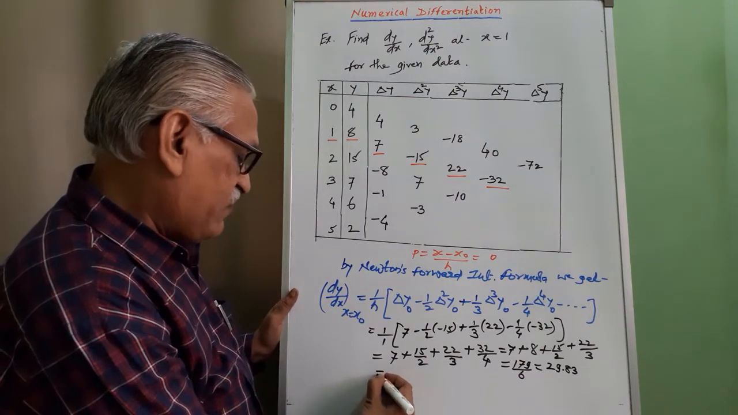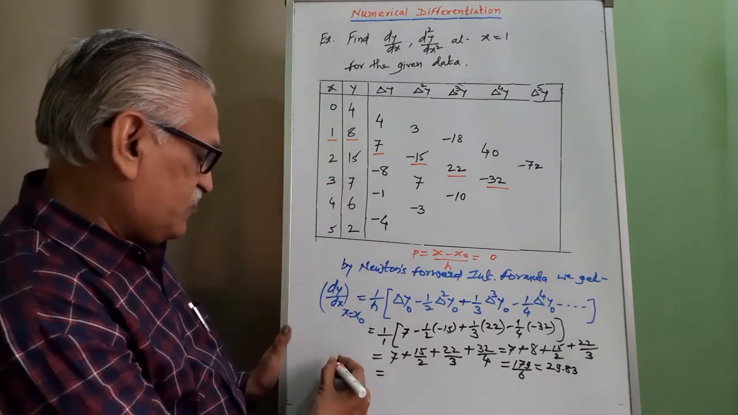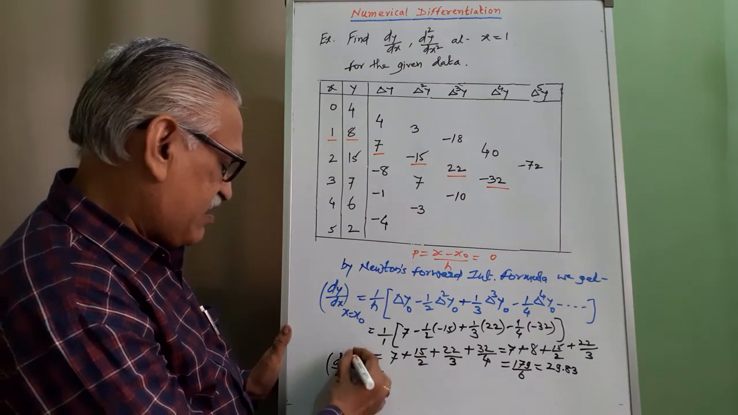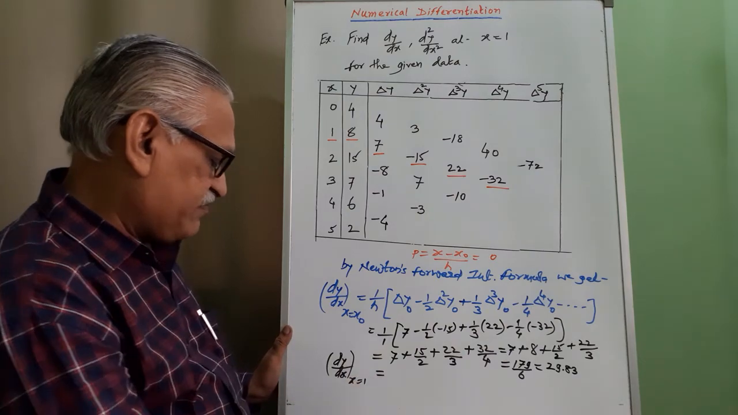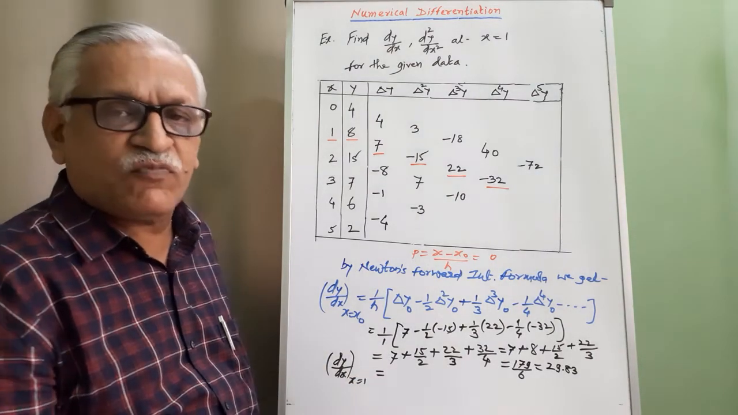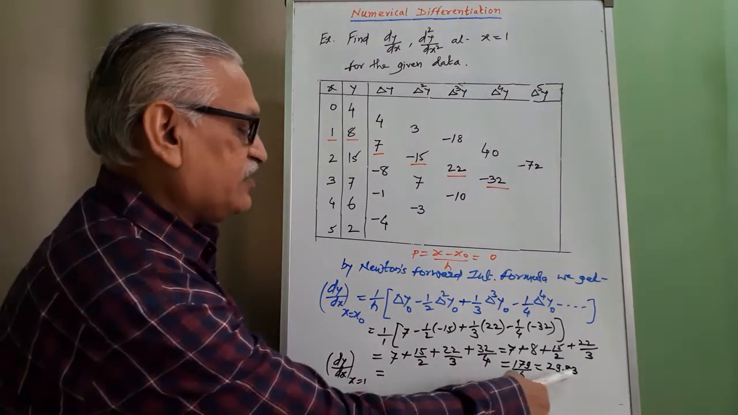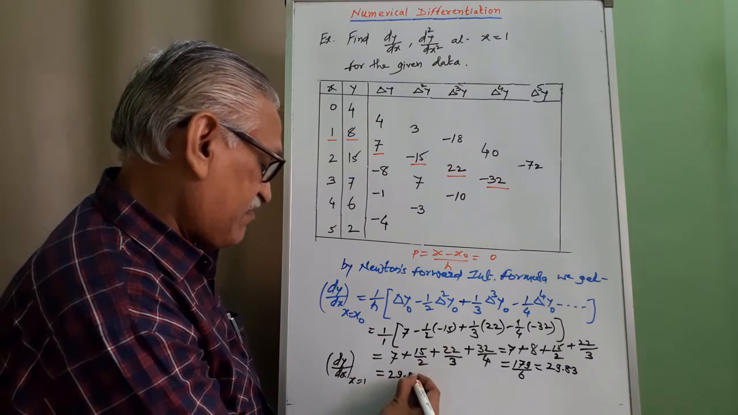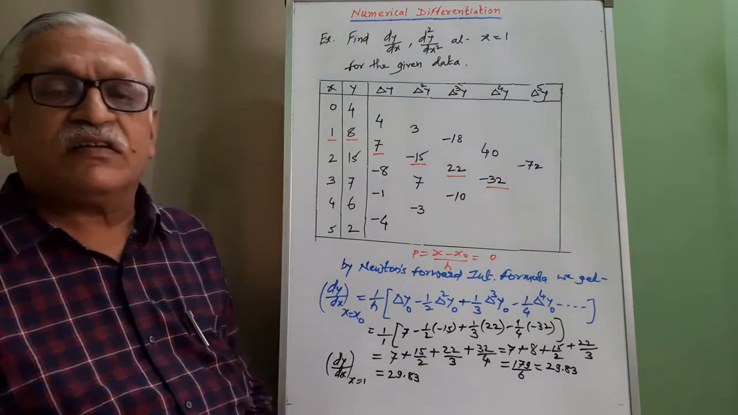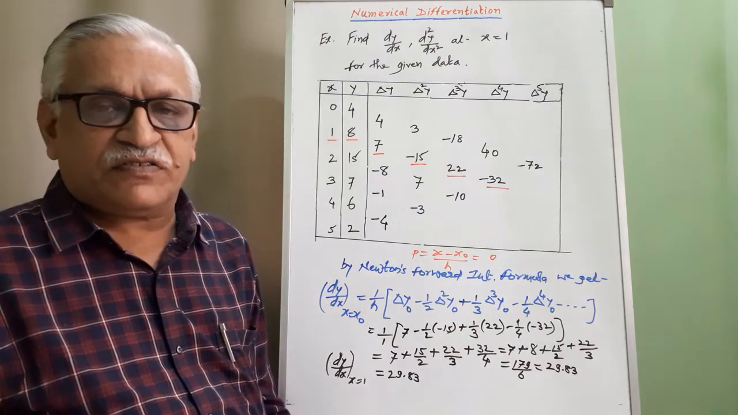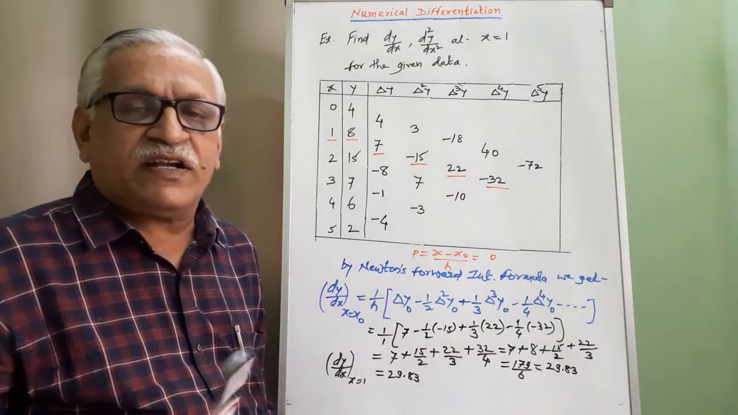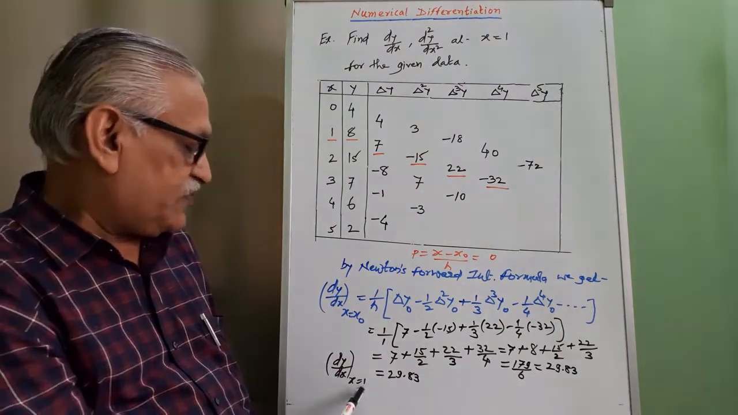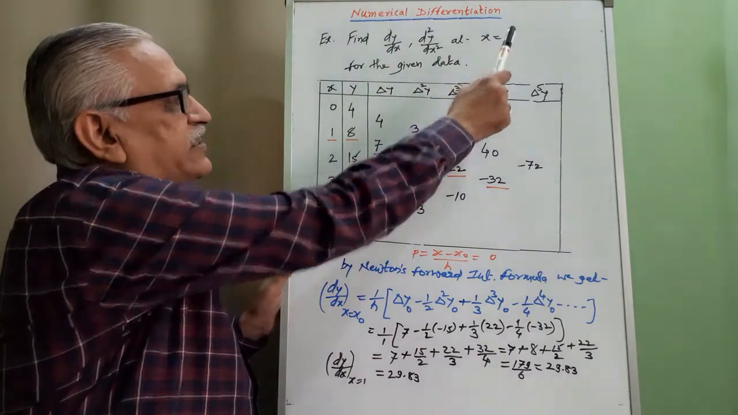Therefore dy by dx at x equal to 1, by Newton's forward interpolation formula, we get that value as 29.83. This is called numerical differentiation: the value of the derivative obtained with the help of the given tabulated values. Therefore this is the first result, dy by dx at x equal to 1.